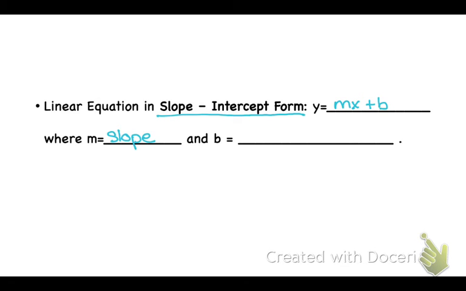And what's b? The y-intercept. That's in the name, isn't it? Slope-intercept form. It is the y-intercept. Well, y-intercept means where it crosses what? The y-axis.